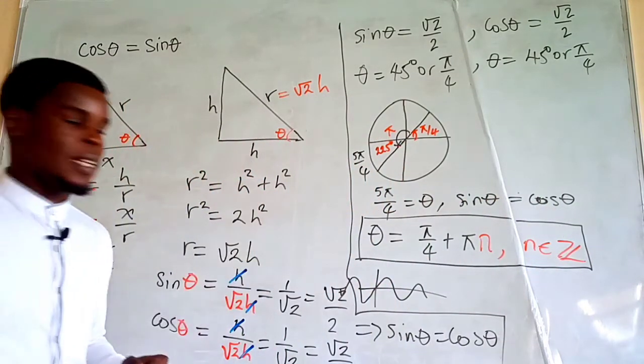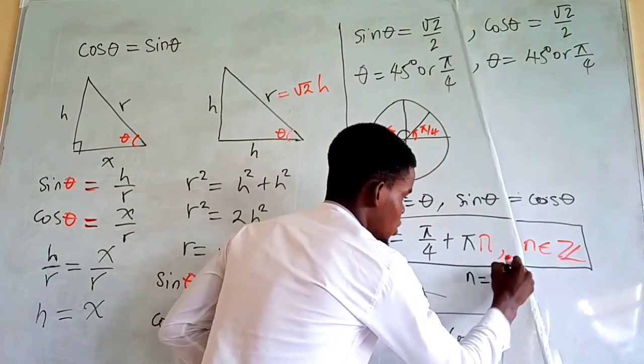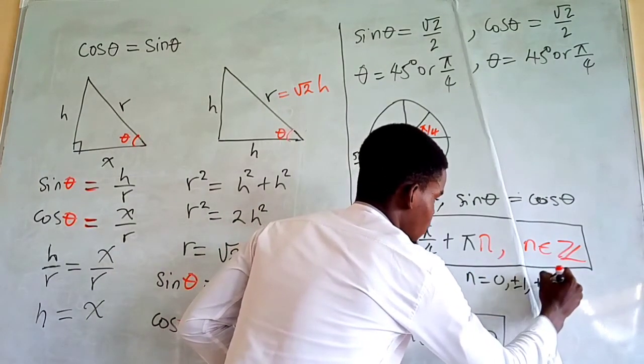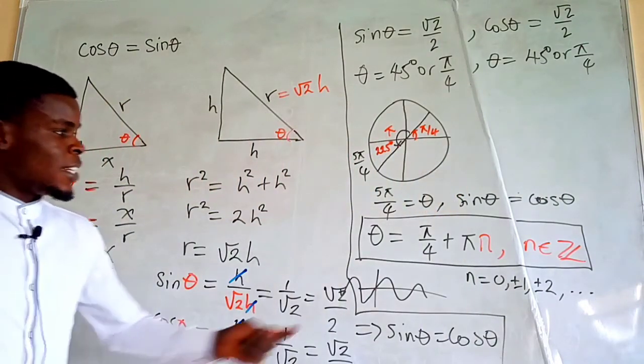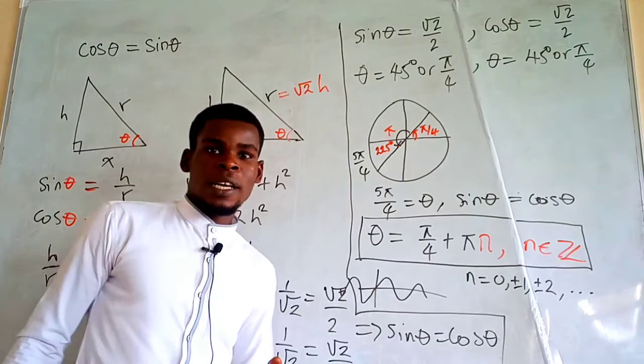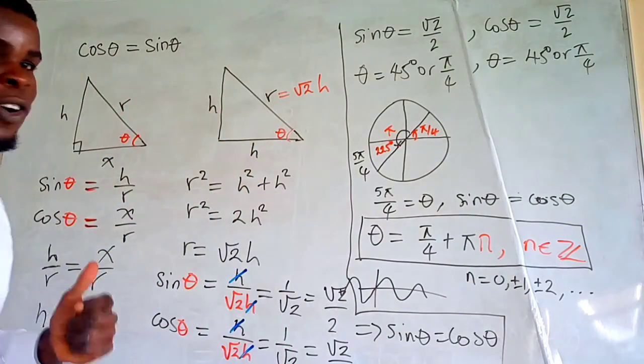So that n is an integer means that n can be 0, it can be positive or negative 1, can be positive or negative 2, and so on, right? Okay, so that makes a lot of sense, and this is the general form of our angle theta, for which sine and cosine are going to be equal.